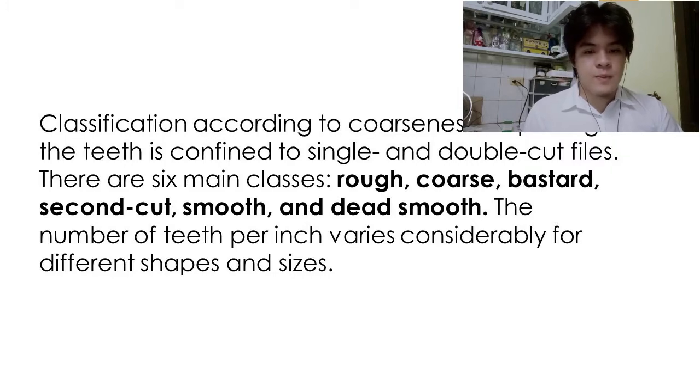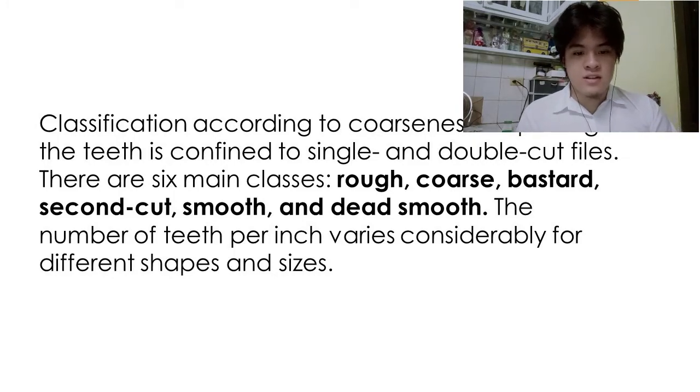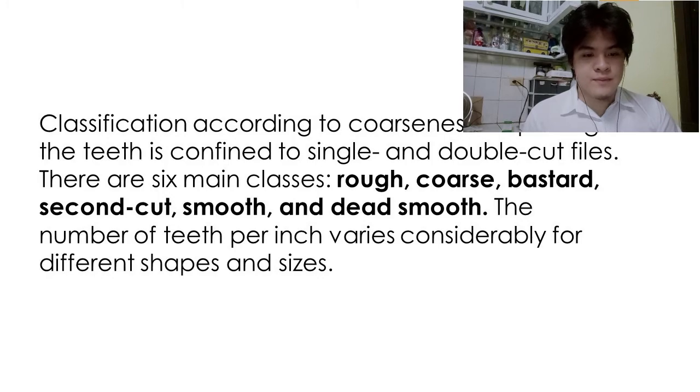In classifying a file, you need to take into account its cross-sectional shape, the form of cutting edges, and the coarseness of the cut. For the cross-sectional shapes, there are at least 20 different shapes. The most common are rectangular with various width to thickness ratios. For the teeth form, there are 3: the single cut, double cut, and rasp. As for the classification according to coarseness, there are 6 main classes: rough, coarse, bastard, second cut, smooth, and dead smooth. So when you are classifying a file, you need to take in these 3: the cross-sectional shape, the form of cutting edges, and the coarseness of the cut.